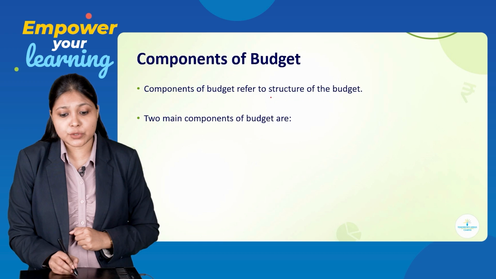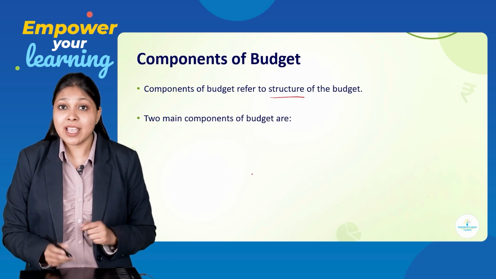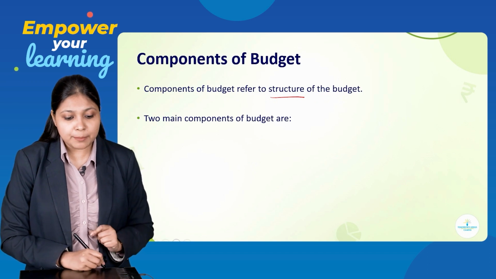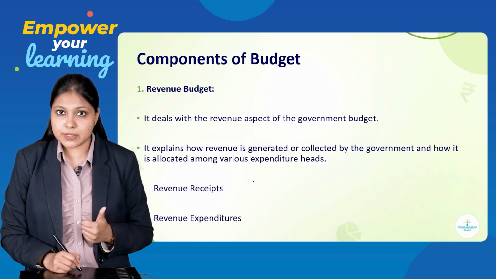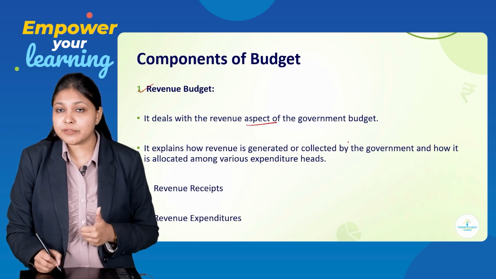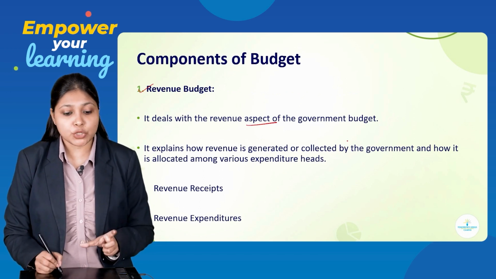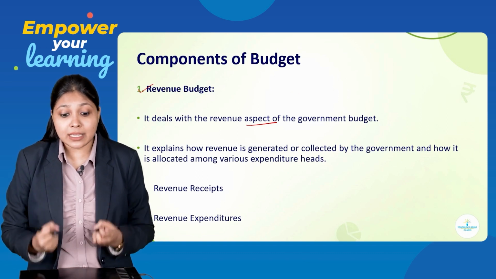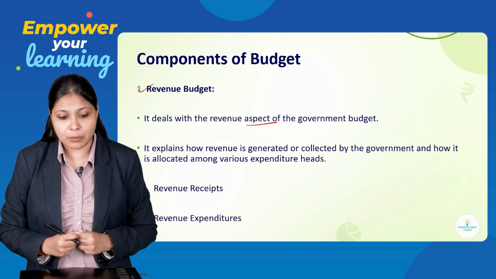Components of budget refers to the structure of the budget, the same budget which we saw in the last slide. So the two main components of budget are, first, revenue budget. It deals with the revenue aspect of the government budget. With the name itself, you should know revenue. What is revenue? Revenue is nothing but the income aspect for the government.